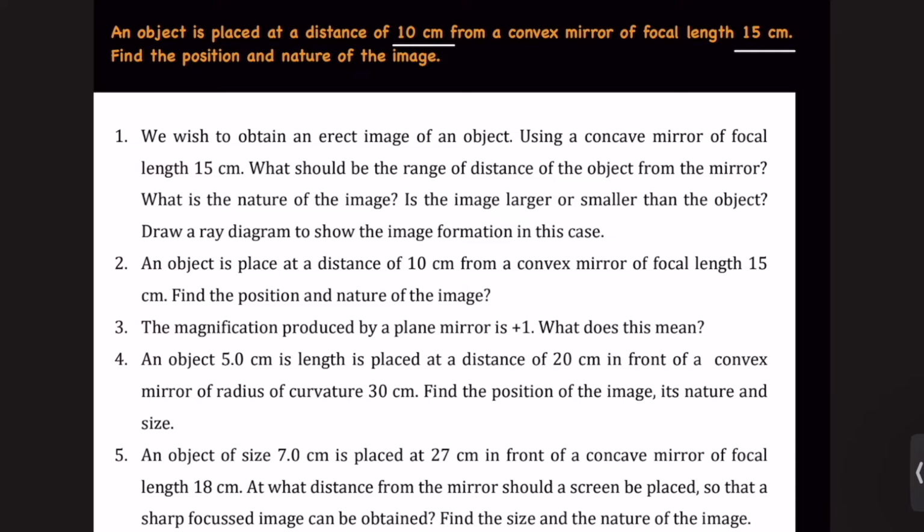Here I share a few questions for your practice. This is the end of part 1. In the next video, we will study the refraction of light.